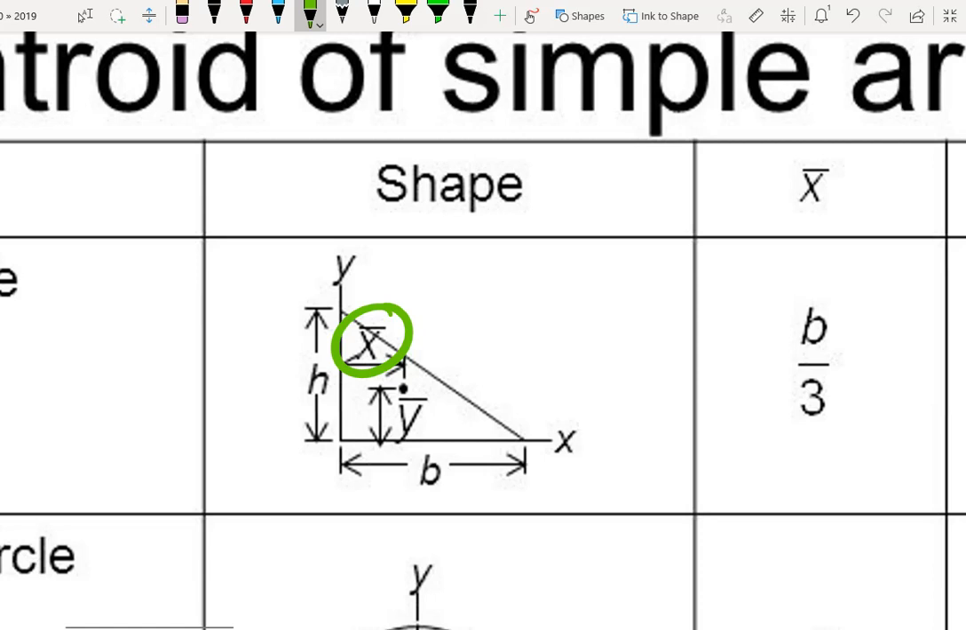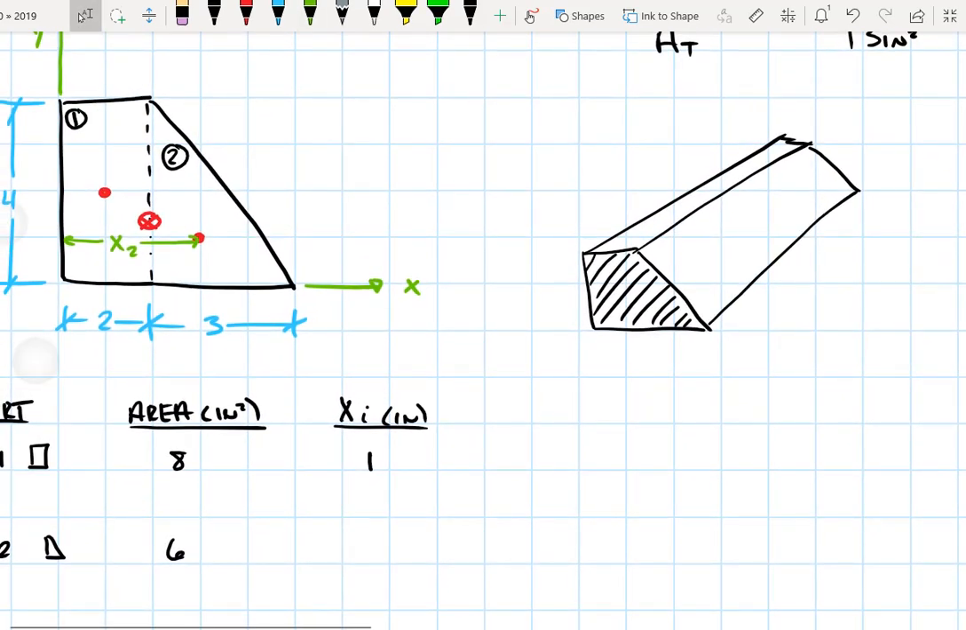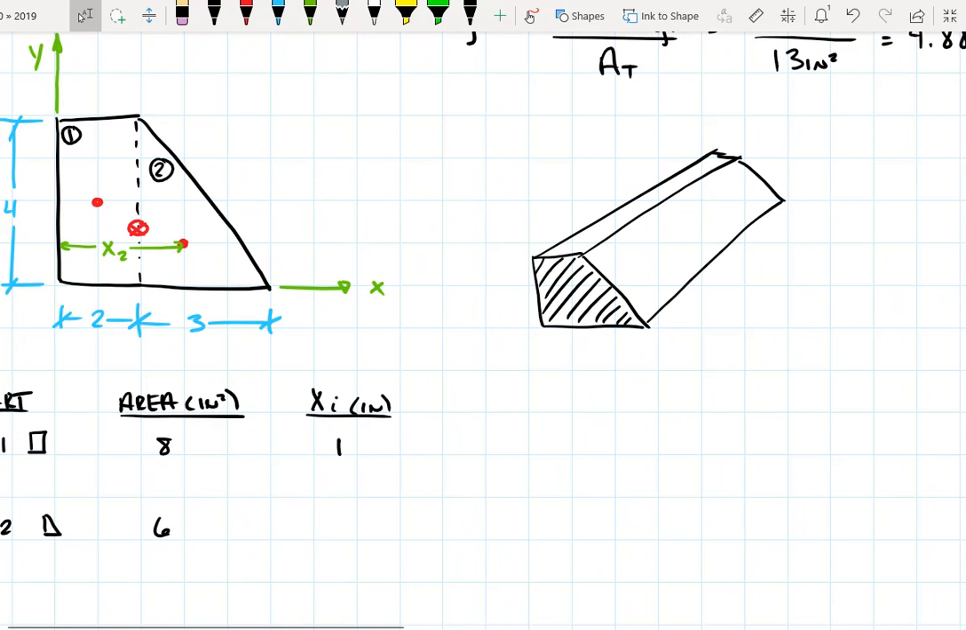And it says that X bar is the base, which they have labeled as the bottom of the triangle, divided by 3. So if I take that piece of information and go back up here, the bottom of my triangle is 3. So this distance that they have labeled right here as X bar should be 3 over 3. That is not the number I want in my chart, though, because I've got to measure everything from the y-axis. So I have to add 2 plus 3 over 3, which is 1. So x2, the x location of the centroid of part 2, is actually 3. 2 plus 1.